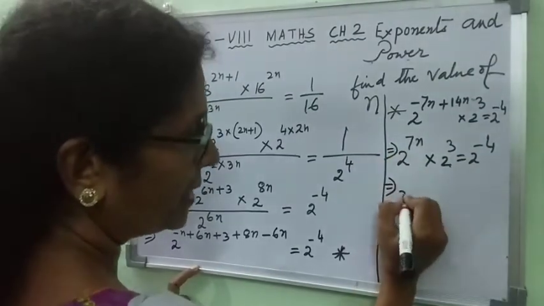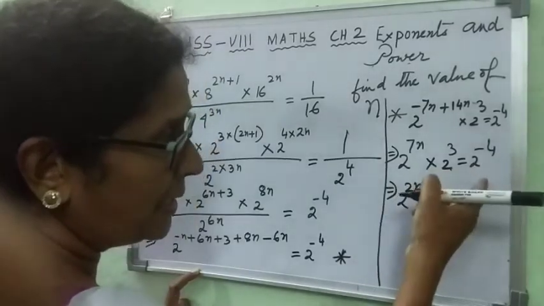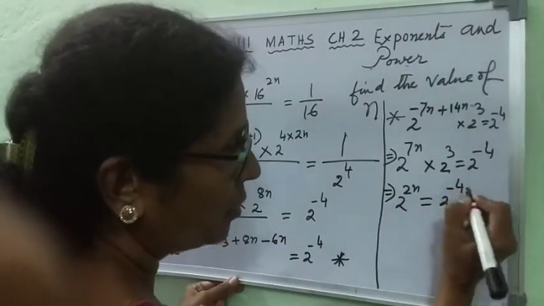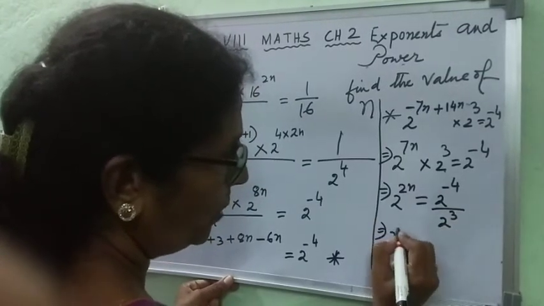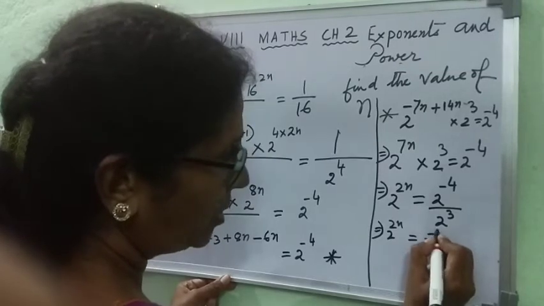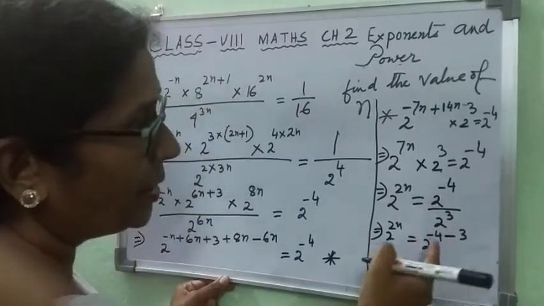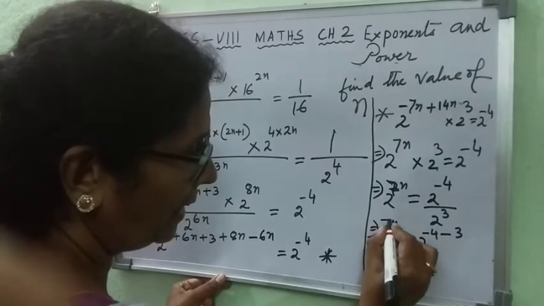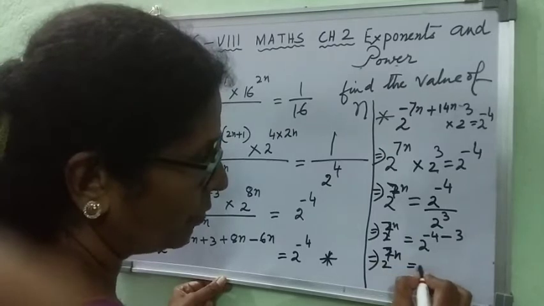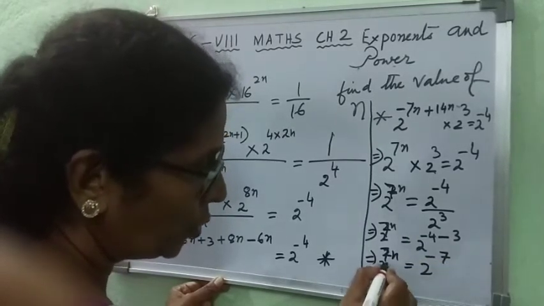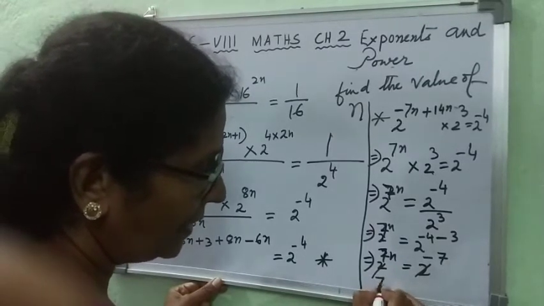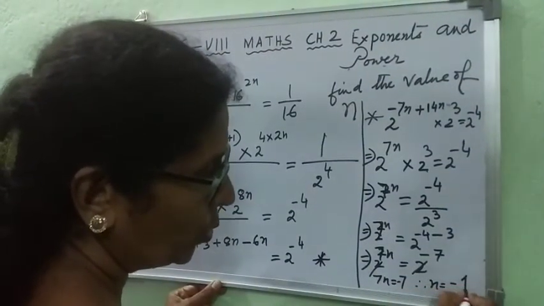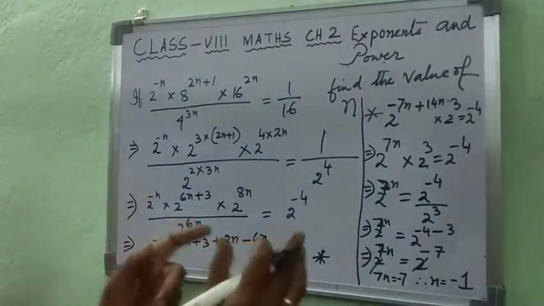So n value I shall keep this side, 2 to the power 7n, and that value I shall take to the right side. It is multiply, so it will be divide. When it goes to the opposite side, then divide 2 to the power 3, then 2 to the power 7n is equal to 2 to the power minus 4, and divide sign, so minus 3. That will be minus 7. Then 2 to the power 7n is equals to 2 to the power minus 7. Therefore what you got? Base 2, base 2. So you can write 7n is equals to minus 7. Therefore n equals to minus 1. So we are getting the value of n is minus 1.